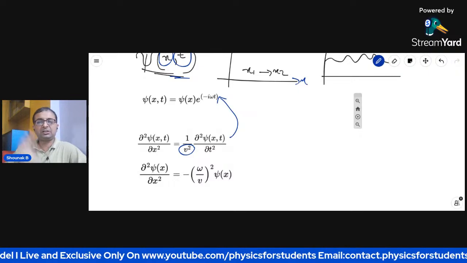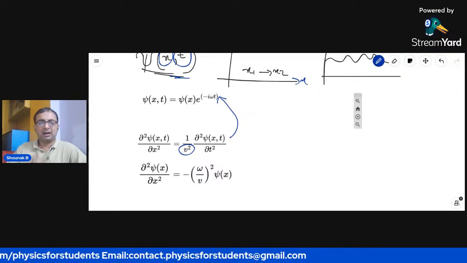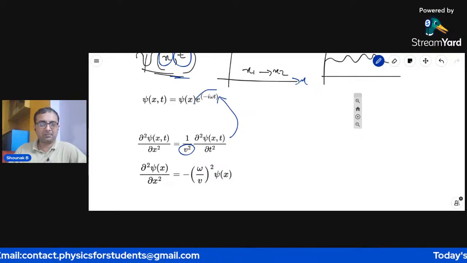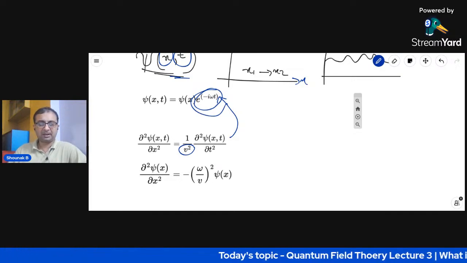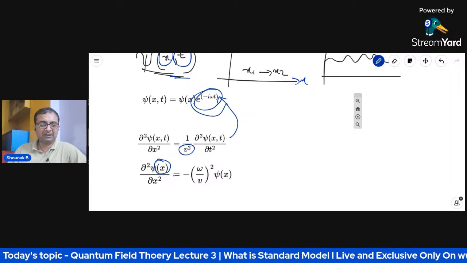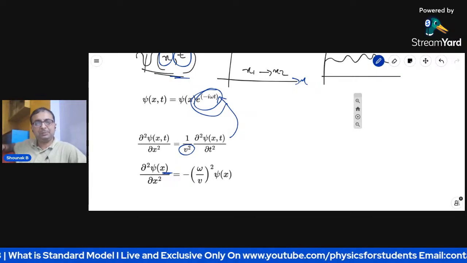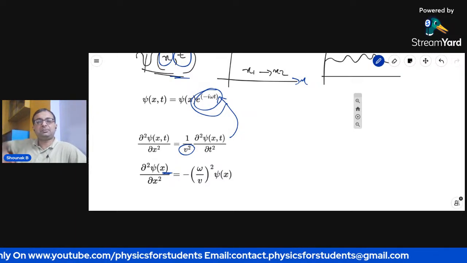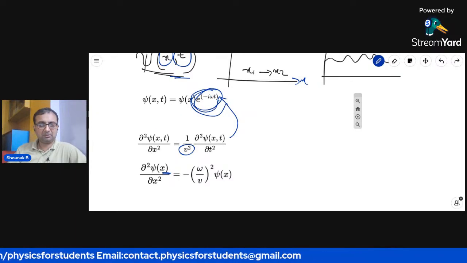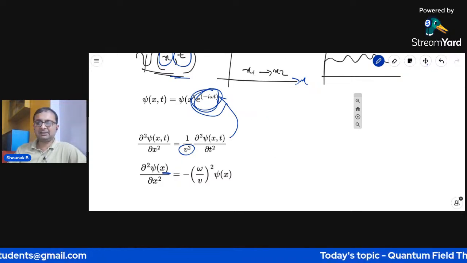Okay, so I just substituted this equation into the other equation, and then obviously I divided it by this one. And what I get is this one. Now this equation, you see, only contains one variable, which is x. So if v is the speed, and we substitute this equation into the other, and then divide both sides by this particular part, what we get is this equation.